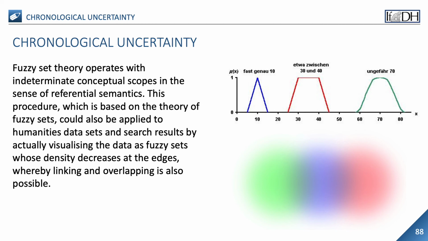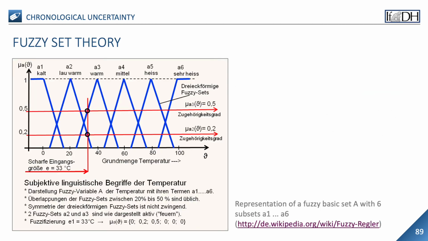This can perhaps be illustrated quite nicely with subjective linguistic terms of temperature, since each of you is likely to use indeterminate terms such as lukewarm. In our example, the 6 temperature terms are assigned triangular fuzzy sets with a range of up to 30 degrees. These ranges can overlap, so that the input variable E equals 33 degrees would have a linguistic equivalent of 50% for warm and 20% for lukewarm.